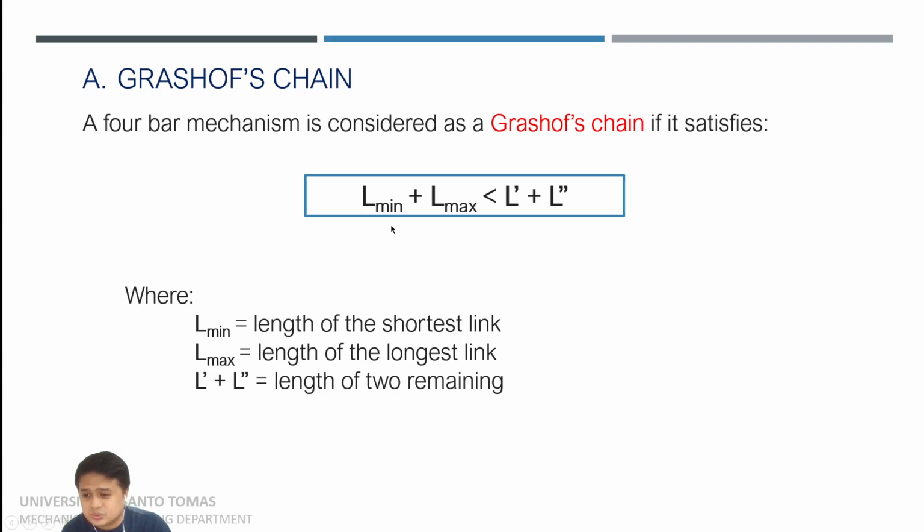If you add the lengths of the shortest link and the longest link, and it is still lower than the sum of the other two links, then it is considered a Grashof chain.